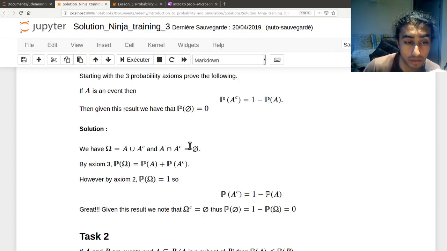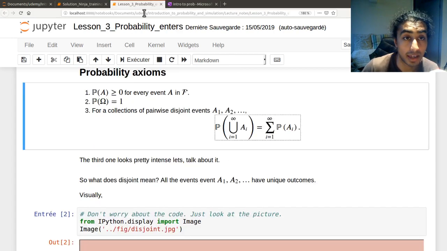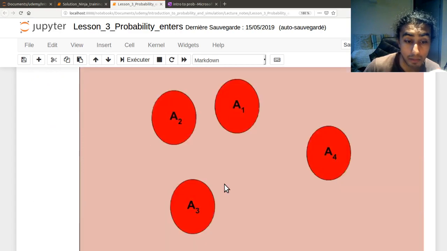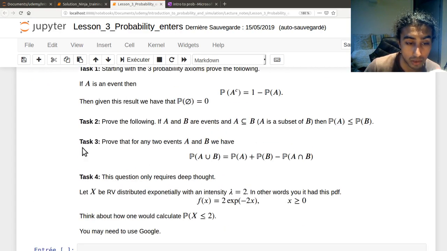And so here are the solutions. I wrote that out, so take a look at it, try it on your own. And next we're going to try task number 2, which is to prove something. We'll get to it when we get to it.